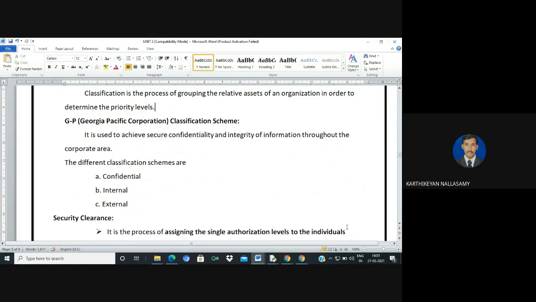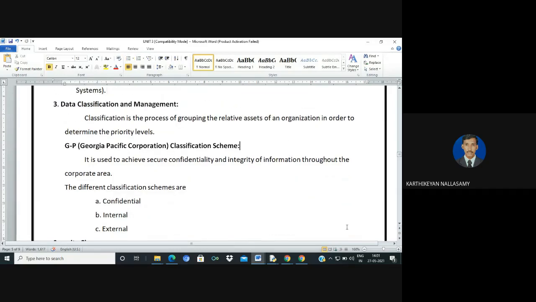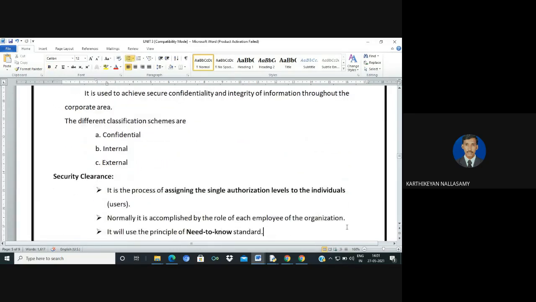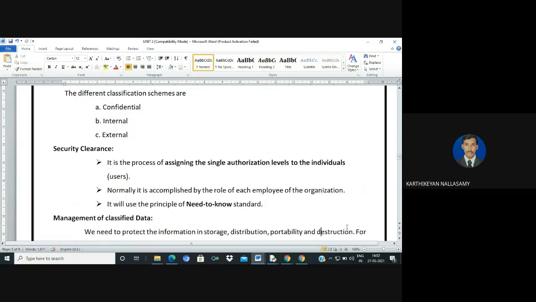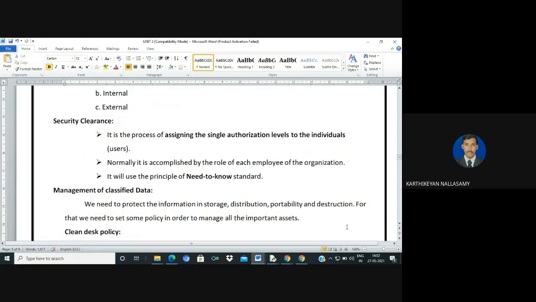Okay. So the next thing is, once the scheme is applied, we are going to identify the security clearance. I mean, if particular information needs to be accessed in the organization, the security clearance is important. So the first step is we are going to assign a single authorization level to the individual. And we are also going to apply a different role for every employee of an organization based on the need-to-know standard.